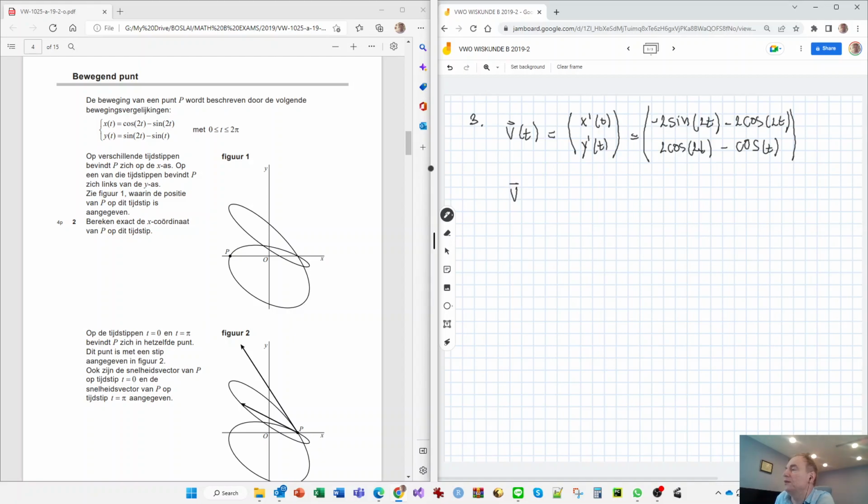Alright, so what is this factor at 0? It's minus 2 times the sine at 2t. Now that's 0. And the cosine of 2t is the cosine of 0 is 1. So minus 2. And here again we have 2 times the cosine at 0, so it's 2. And then minus the cosine at 0, so minus 1. So this is minus 2, 1.